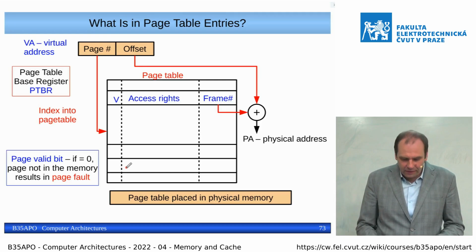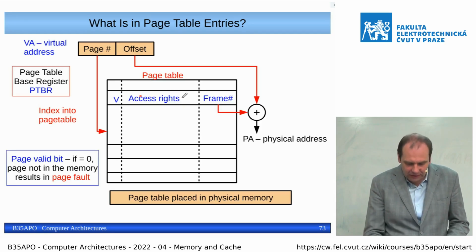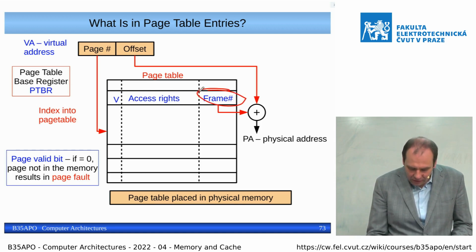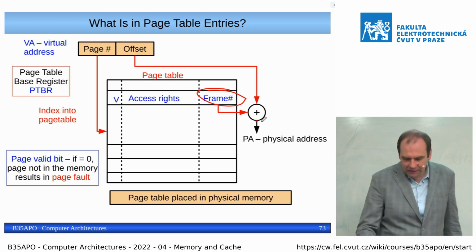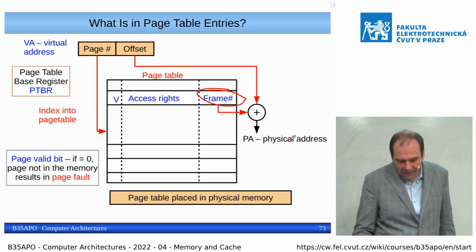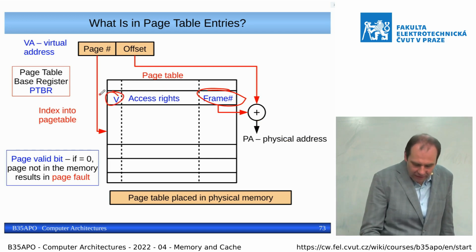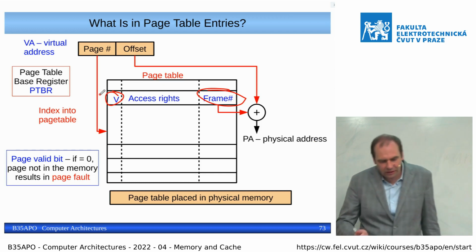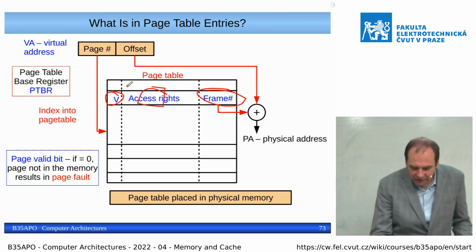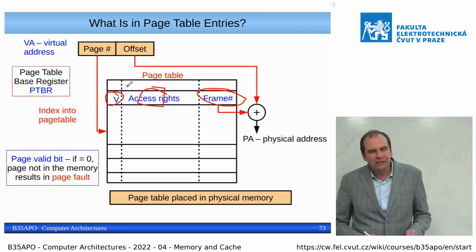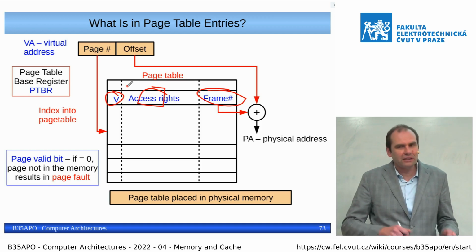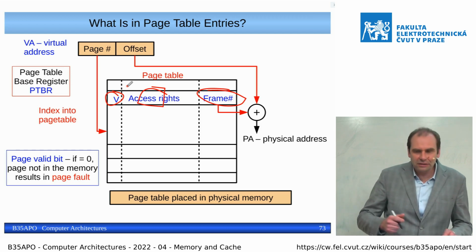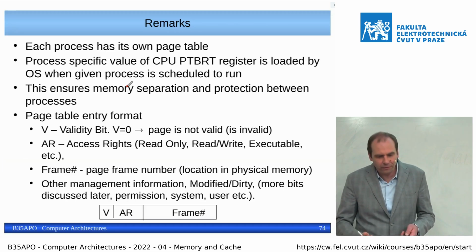And okay, what is in the page table entries? So we need their frame number, so basically the address where we start with the given page in the physical memory. And we need the information if a given address is valid. And we need some access rights information: if that page is available for everybody, if it is read-only, if it is only for system, and so on.